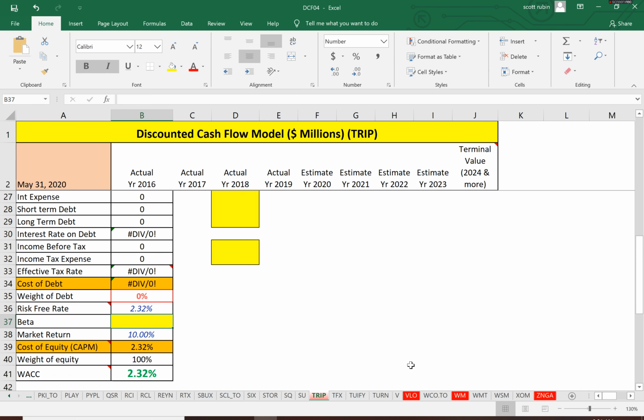The beta is 1.28. That's the volatility of the stock. And the market cap and the CAPM, capital asset pricing model, is how we calculate the cost of equity. And the cost of equity is 12.15%, and that's going to be our WACC. That's going to be the rate we're going to discount the cash flows by.